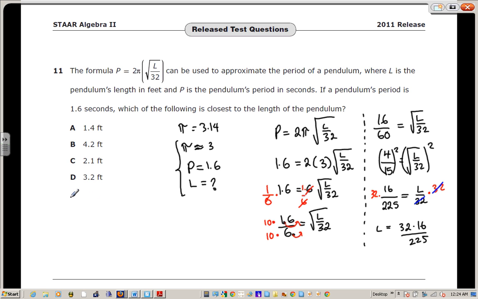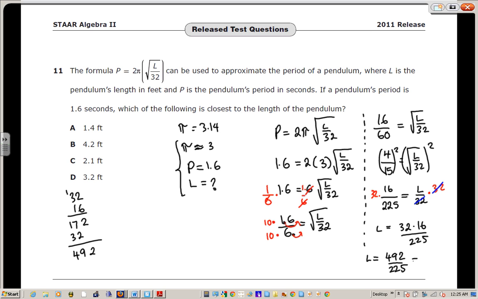Alright, so what is 32 times 16? We can do that over here. 32 times 16. So I have 6 times 2, 12, 2 carry 1. And then 6 times 3, 18, plus 1, 17. And then 1 times 2, 2. And then 1 times 3, 3. Alright? And then we add it up. We have 2. 7 plus 2, 9. 1 plus 3, 4. 492. Alright? So we're going to have L equals 492 divided by 225.